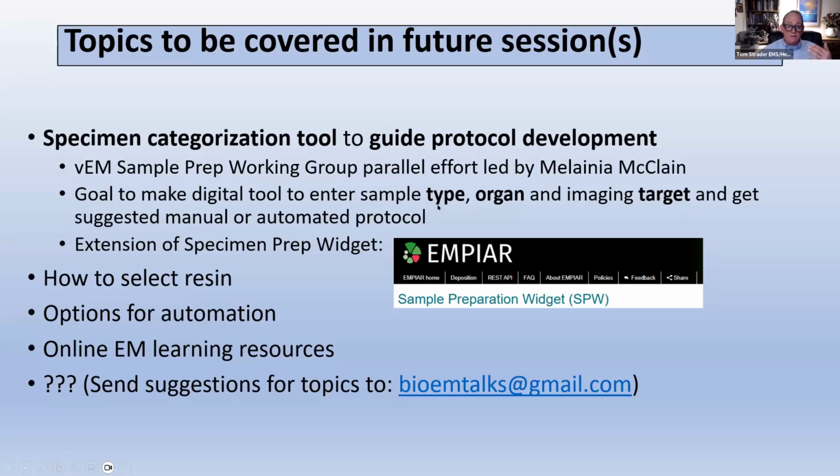So we'd be looking at tissue biopsies from kidney and glomeruli on kidney, for example. And then to be able just to plug those things in and get a suggested protocol that would, of course, have to be curated. How to select resin, that's a whole topic right there as well. Different options for automation, we can go deep into that at some point. And online EM learning resources in parallel with the CEMT certification and other ways for people to learn the topics that are popular.